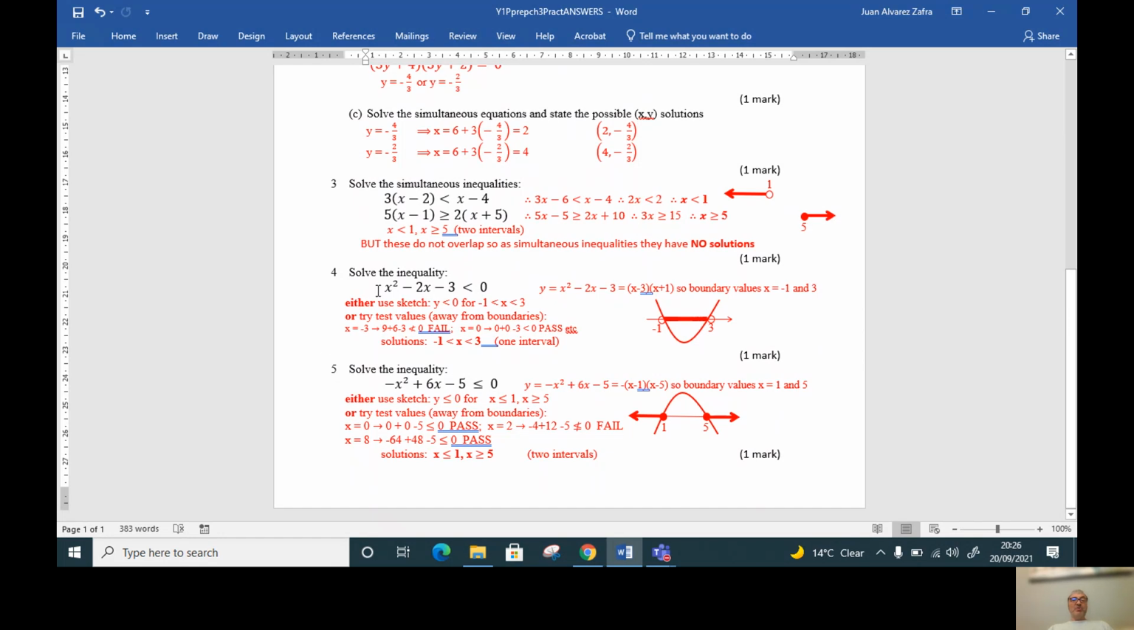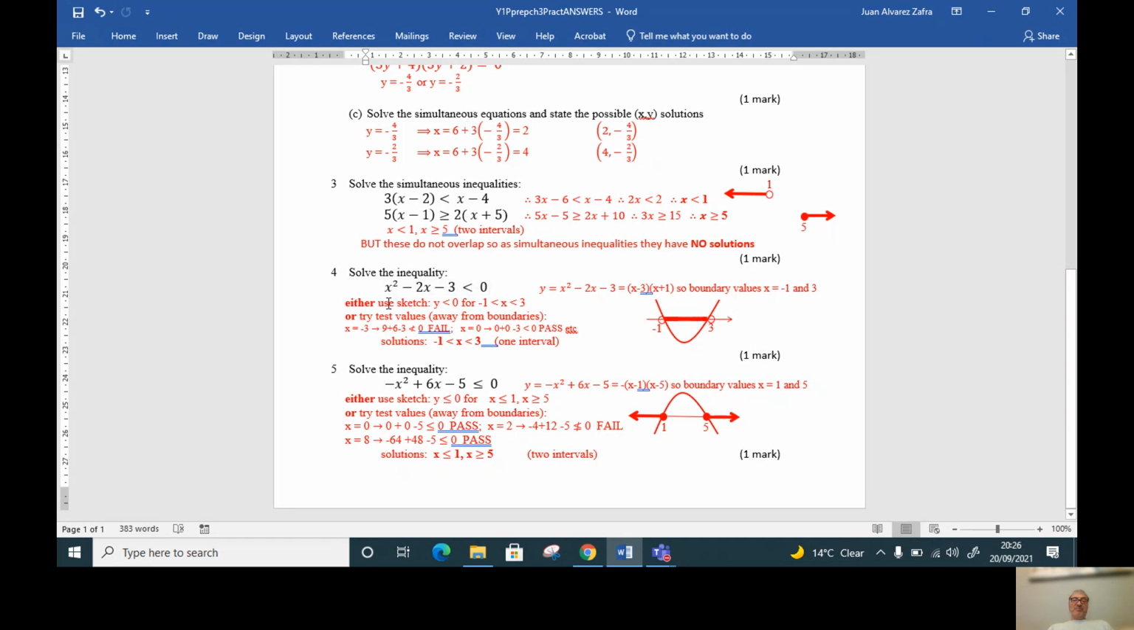Question 4, we have a quadratic inequality. Now be careful with quadratic inequalities because people often make a mistake and try to do them in the same way as linear inequalities. And if you test the values that you get, you'll find that often you get values that don't work. So let's see how to do it.